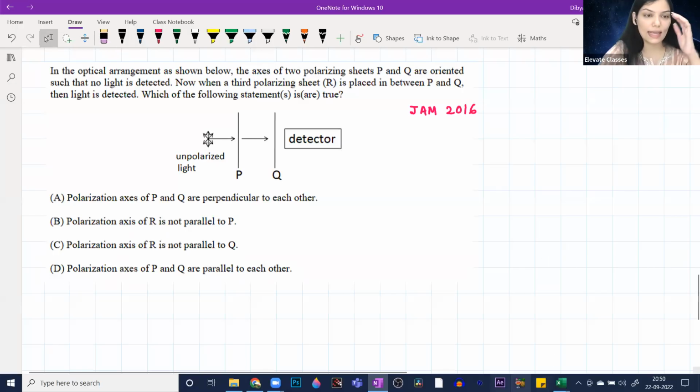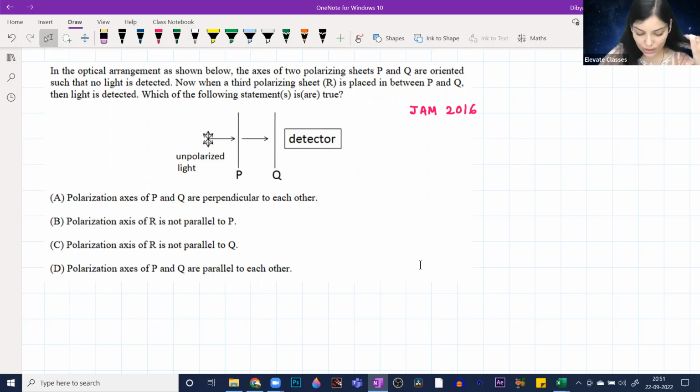Okay, so the question says that in the optical arrangement as shown below, the axes of two polarizing sheets, meaning polarizers, P and Q are oriented such that no light is detected. Now when a third polarizing sheet R is placed in between P and Q, then light is detected. Then which of the following statements about R is true? There are 4 statements and out of which 3 are true. Okay, so take your time and check.